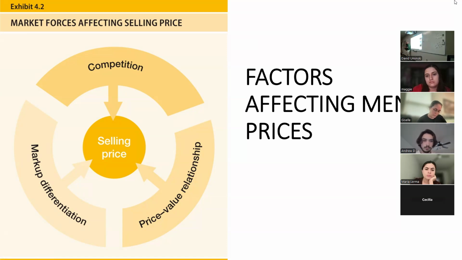And then the last half of class today, we're going to do an introduction onto our menu analysis. And then on Thursday, we're actually going to do a menu analysis as a group in class. Okay. So we do have some factors that affect our menu pricing.